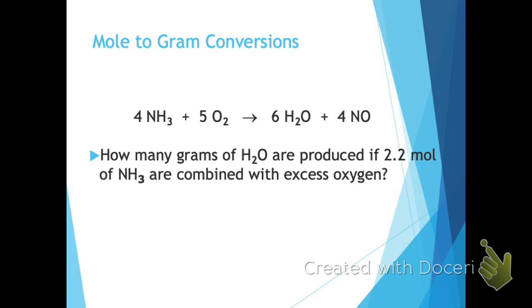How many grams of water are produced if 2.2 moles of NH3 are combined with excess oxygen? What's the word excess mean? Extra or leftover, which means we're not concerned with oxygen, right? We're just talking about what we do know. Okay, so I'm going to give you a few minutes and then I'll get it started up here on the board as well.